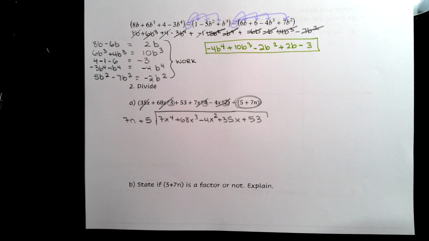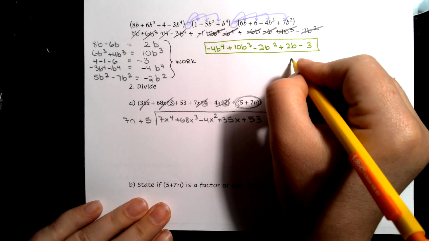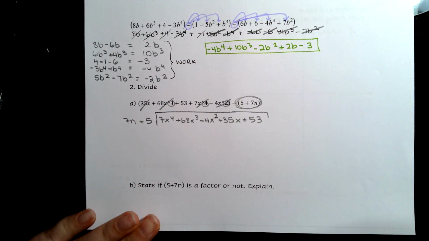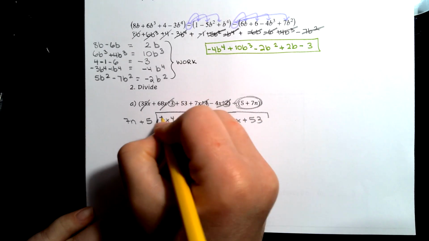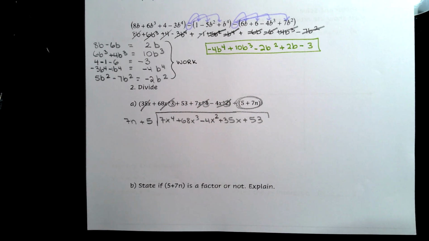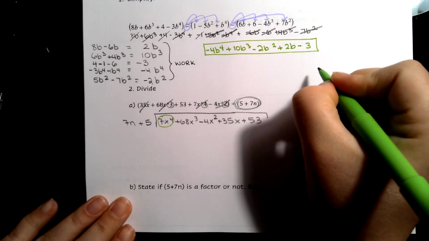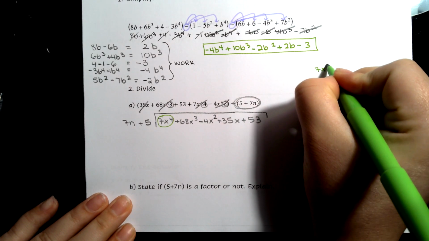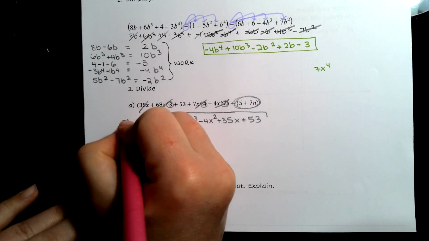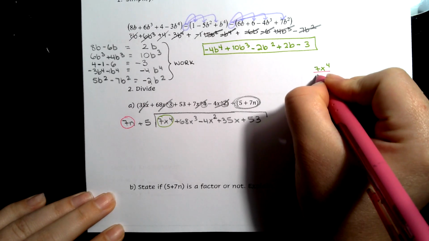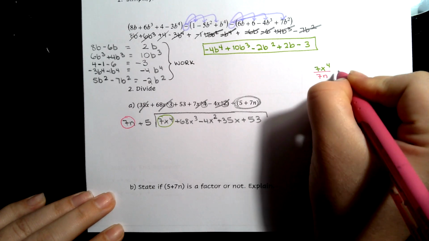Okay, to divide, hopefully this is enough space. If not, we can use some scratch paper. We're going to be taking what we are dividing, this 7x to the 4th power, and then we're going to be dividing by our divisor, leading term here, 7n.